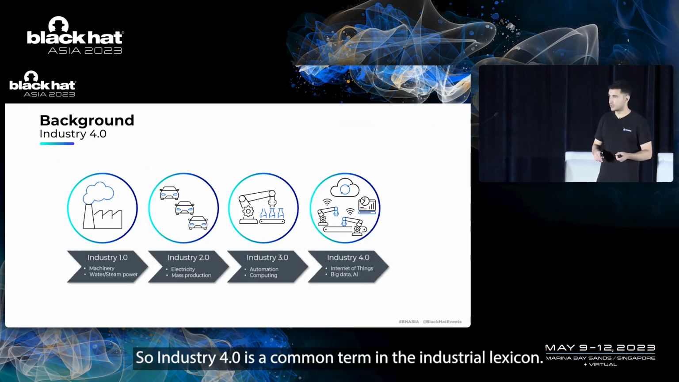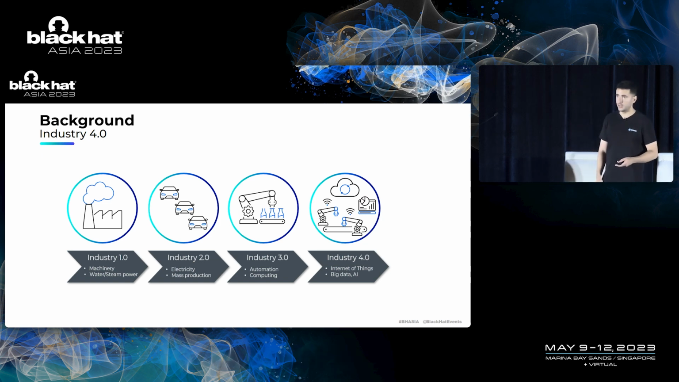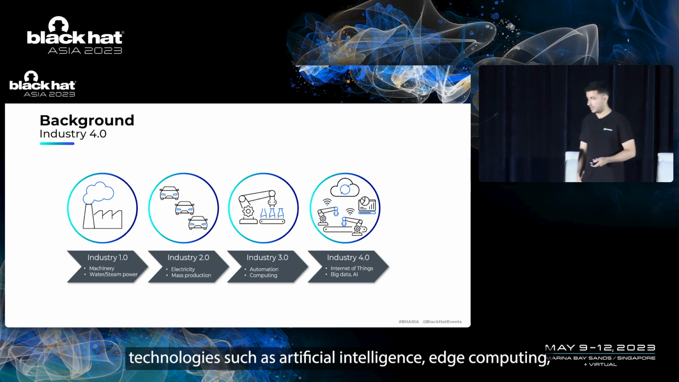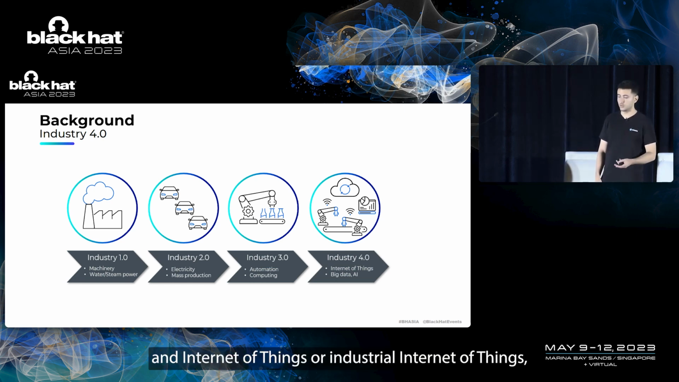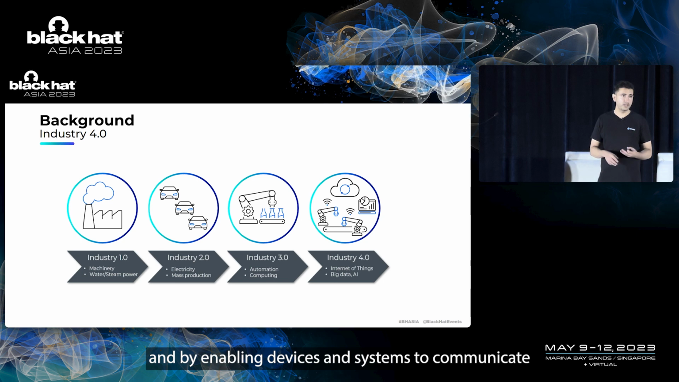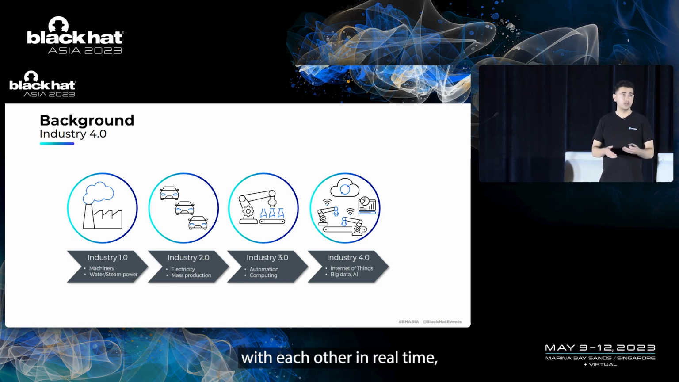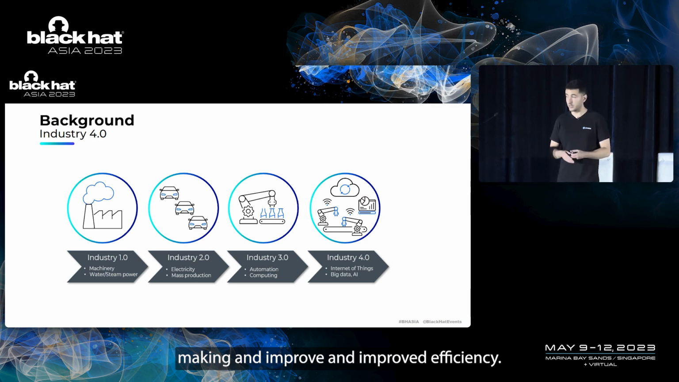So Industry 4.0 is a common term in the industrial lexicon. It refers to the integration of advanced technologies into the manufacturing and production process. Technologies such as artificial intelligence, edge computing, robotics, big data analytics, and Internet of Things, or industrial Internet of Things, which plays a crucial role in Industry 4.0 by enabling devices and systems to communicate with each other in real time, and by that leading to better decision-making and improved efficiency.